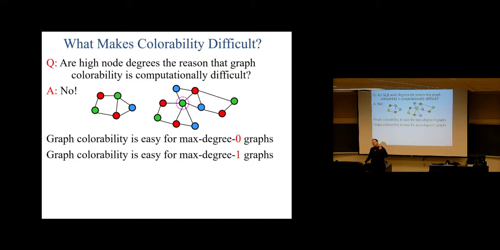What if I give you a degree max 4 graph? Ask, is it 3-colorable? What's your algorithm then? If time wasn't an issue, you can use all the time you want, what's a simple algorithm to tell me if the degree max 4 graph is 3-colorable? Try everything. Brute force. Brute force is always a trivial algorithm that works if you don't care about the time it takes.